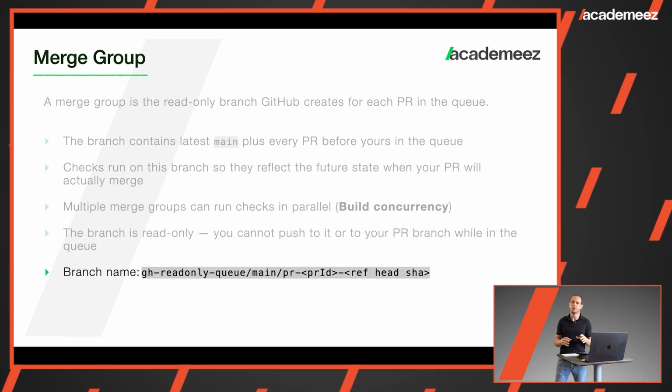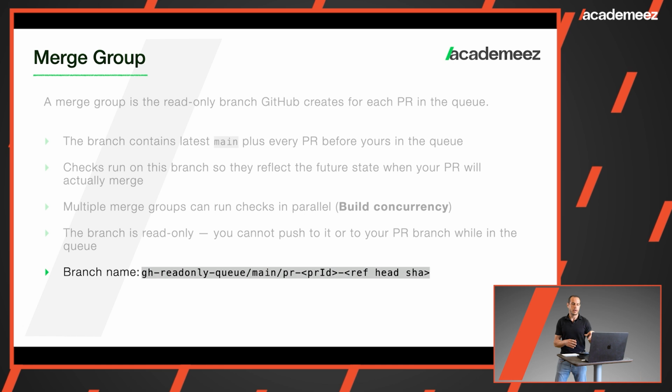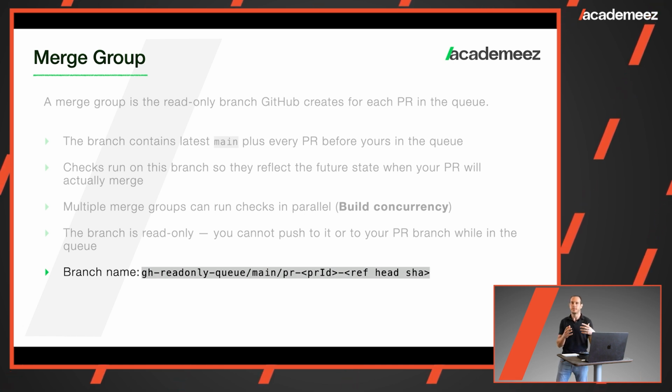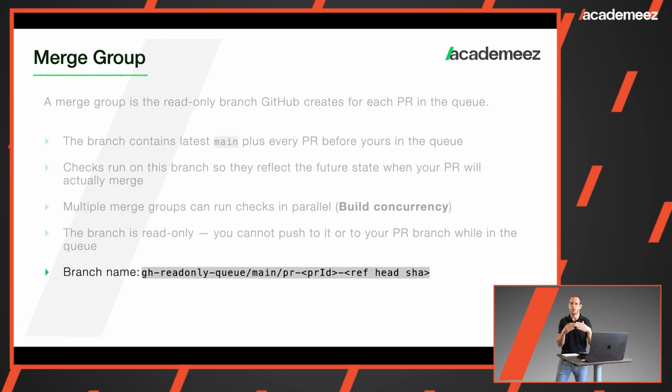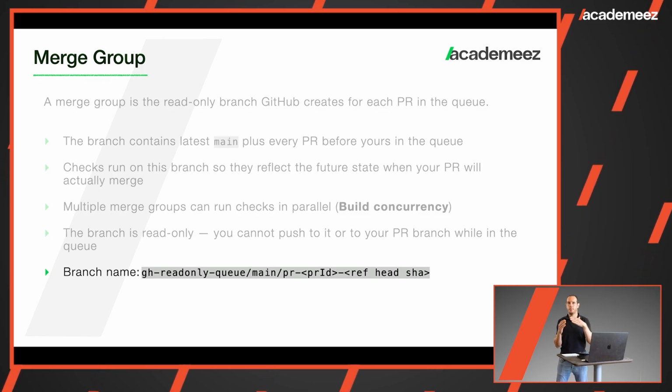The merge group branch is going to be created with a name, and we'll see an example after this slide. It's going to be named github read-only queue main, where main is not always main; it depends on the branch that the merge queue is currently targeting. In our example, we have one merge queue for main, so it will be main. And then the PR ID, and the head SHA of that PR.